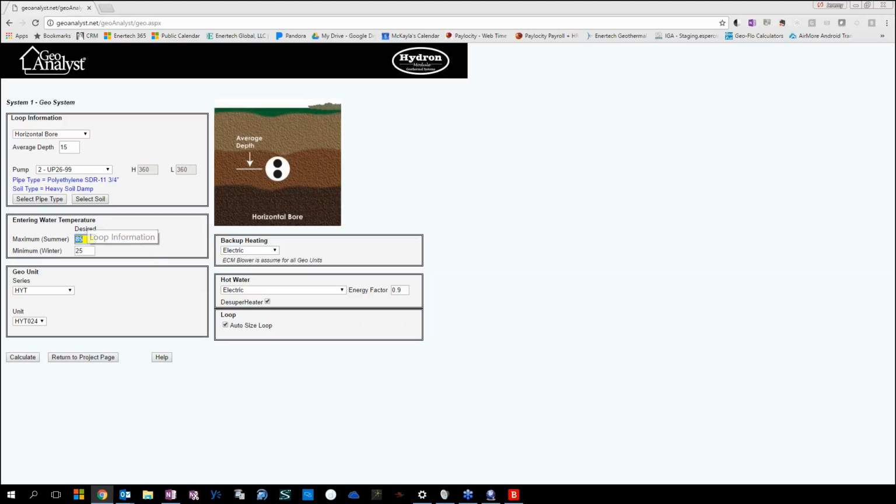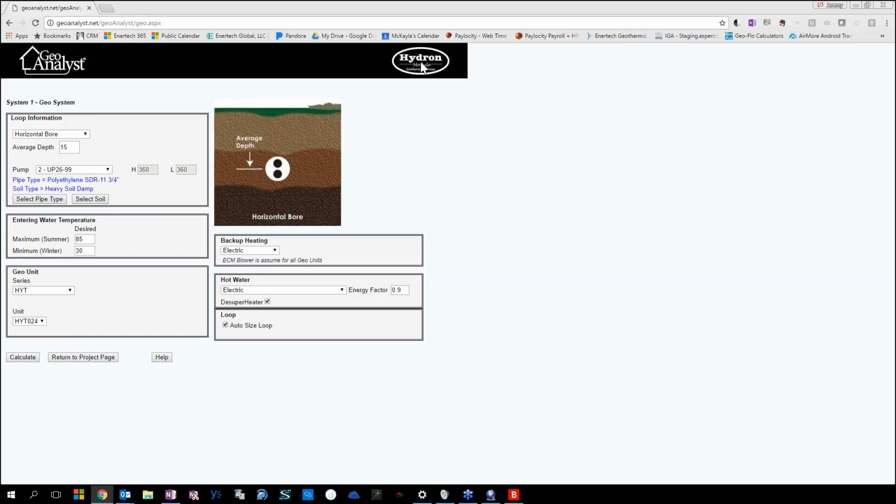So that takes us to our next screen here. Entering water temperature. Max summer, 85. Minimum winter, 25. Those are the numbers I like to use. You could put 30 in here if you want. And now we're going to take a look at some different systems.